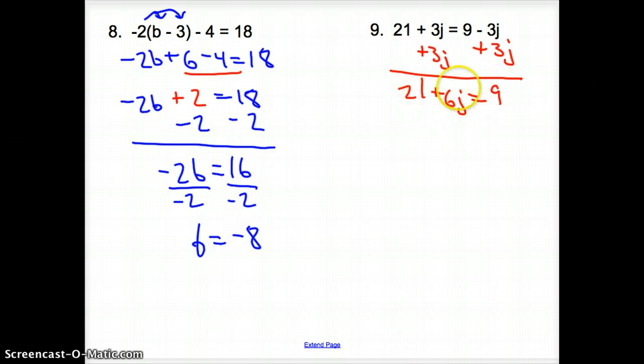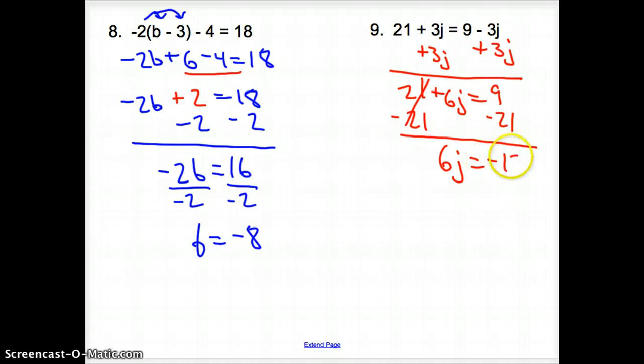Next step, again, we want to save the 6j for the end, so now we want to subtract 21 from both sides. What you do to one side, you have to do to the other. This is gone. Bring down what we didn't touch, and that is a positive 6j equals, and now 9 minus 21 is a negative 12. And then 6j equals negative 12.